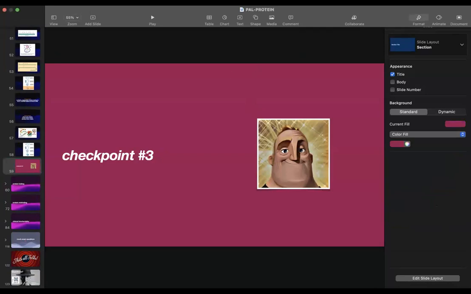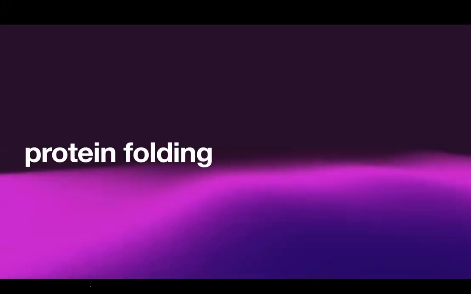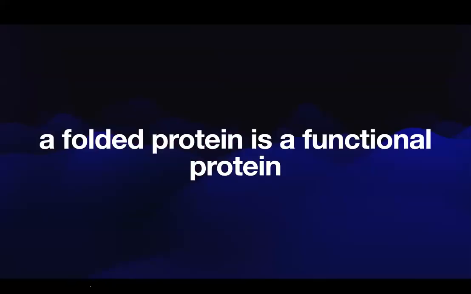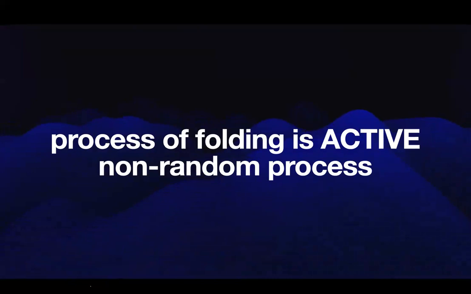Okay. So moving on to protein folding. The whole point of going through the primary structure, the secondary structure and the tertiary is to get this concept of how we get functional proteins. A folded protein ultimately is a functional protein. It is able to do its function within the body. However, the process of folding is an active process. It doesn't happen randomly. It happens by a process.